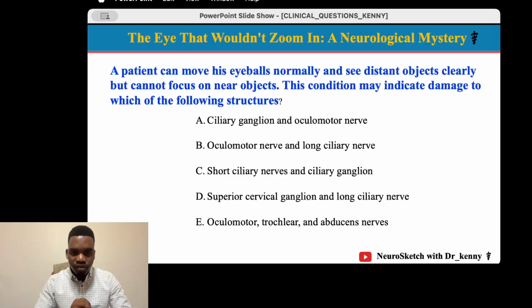This condition may indicate damage to which of the following structures? A, ciliary ganglion and oculomotor nerve. B, oculomotor nerve and long ciliary nerve. C, short ciliary nerves and the ciliary ganglion. D, superior cervical ganglion and long ciliary nerve. E, oculomotor nerve, trochlear nerve, and abducens nerve.